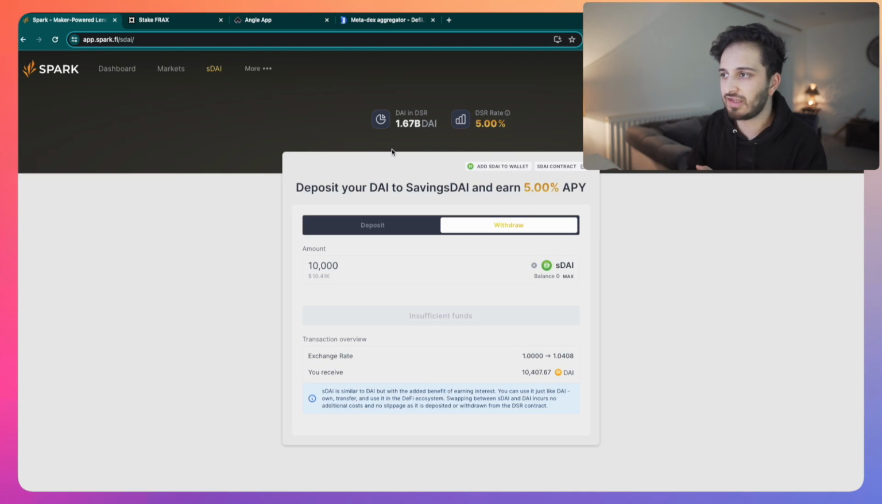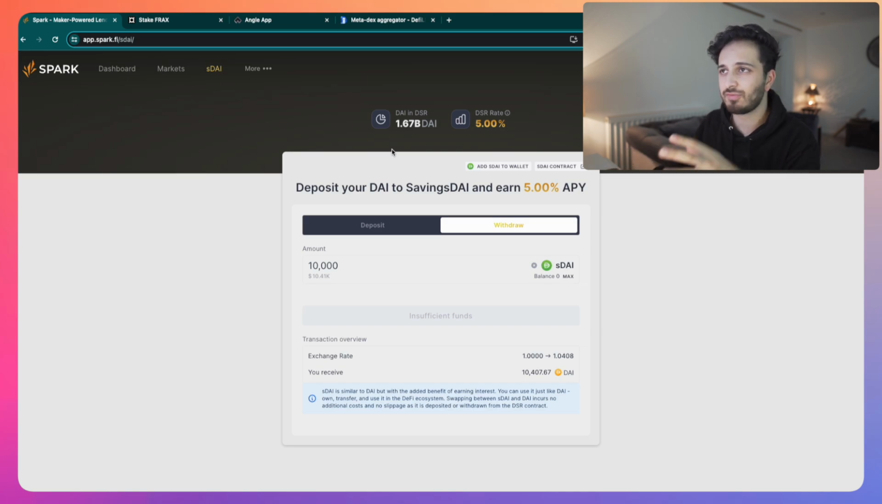DAI is a pretty resilient, over-collateralized stablecoin, so people do trust it. But there are some risks with this as well. You've got smart contract risk, you've got depeg risk, you've got default risk, including the collateral in case something goes wrong with one of those collaterals. And of course, there is blockchain risk. So please bear in mind some of these risks because you can lose your money. It's not risk-free. Nothing in crypto or DeFi is risk-free.